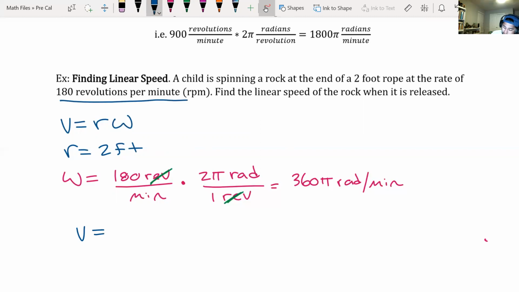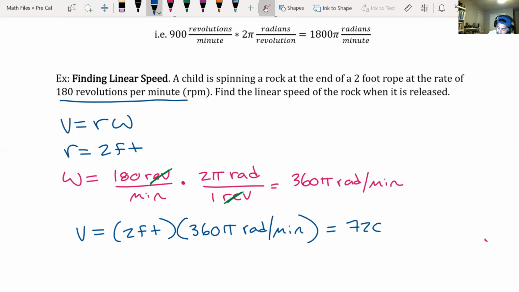So next, all we have to do is plug in what we know. 2 feet times 360 pi radians per minute. And 2 times 360 gives me what? 720 pi. And now our units are going to change a bit. The linear speed of the rock this kid's spinning is 720 pi feet per minute.